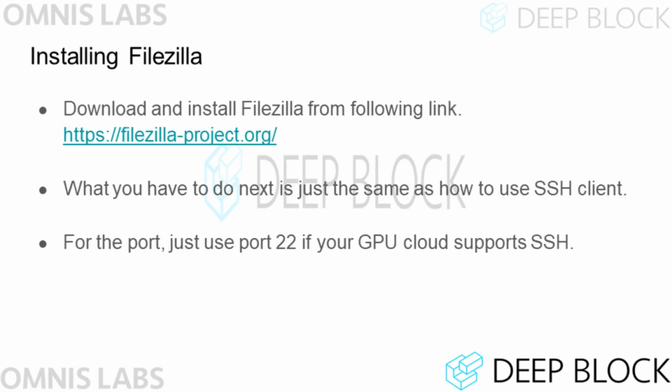FileZilla can be downloaded and installed from the following link. How to use FileZilla is described on the FileZilla homepage, and the method to connect to a remote server is the same as SSH. Enter the remote server account information, IP address or domain address, and port number 22 and try to connect. Once the connection is established, you can access the remote server's file system with an FTP client.